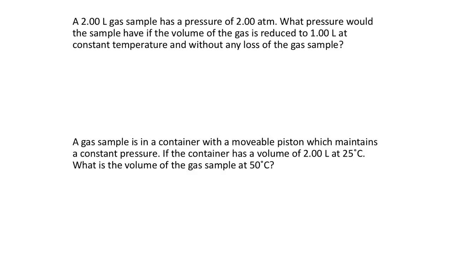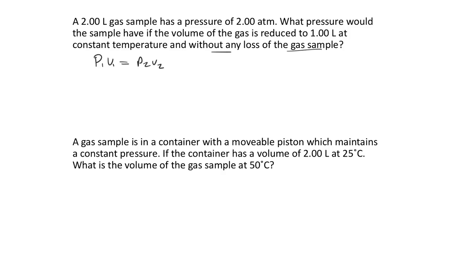So we see the first problem here, we have a 2-liter gas sample that has a pressure of 2 atmospheres. What pressure would the sample have if the volume of the gas was reduced to 1 liter at constant temperature without any loss of gas sample? Without any loss of gas sample just means constant moles. So the moles are constant, the temperature is constant. So this means we can use that pressure-volume relationship, P1 V1 is equal to P2 times V2.